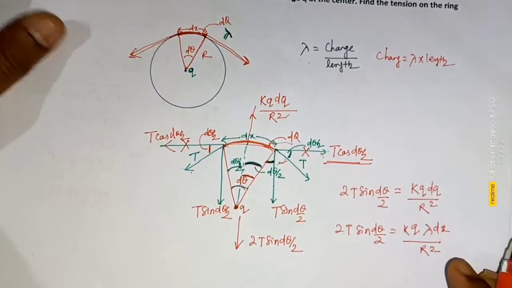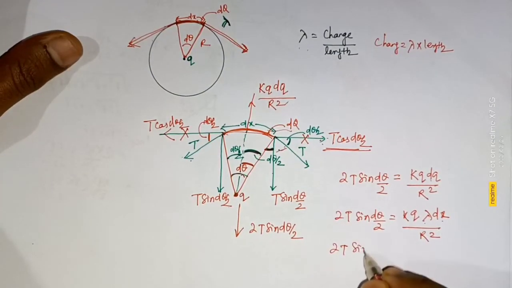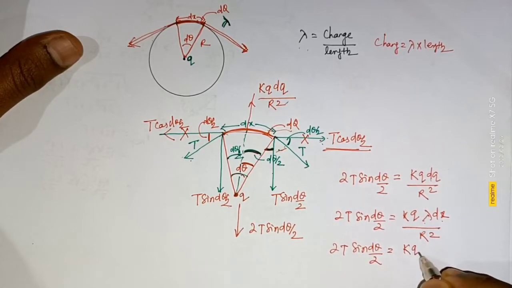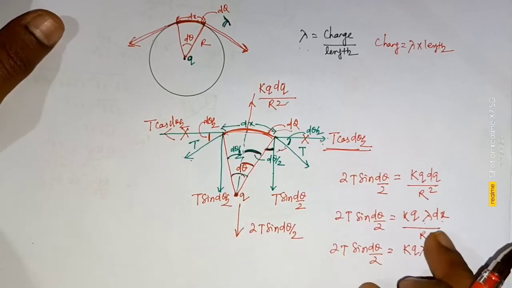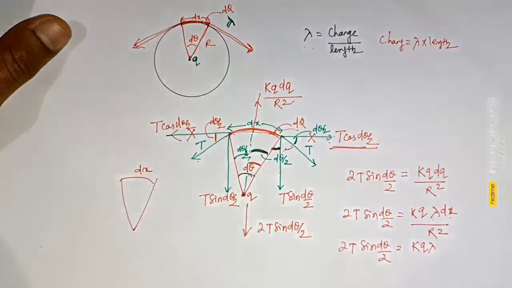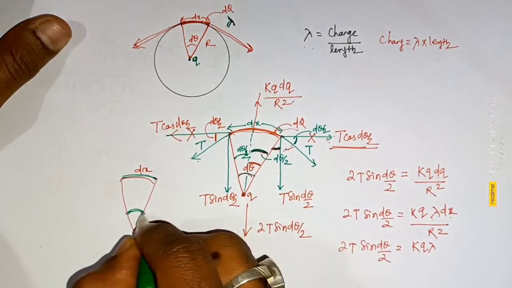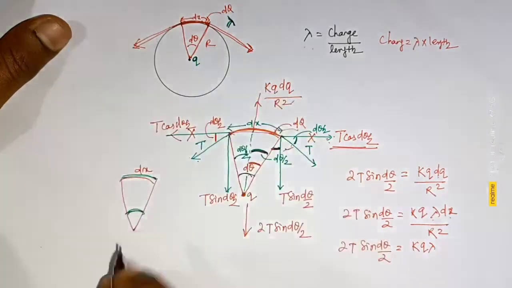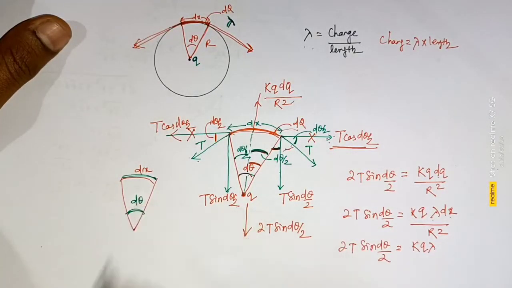So I simply write lambda, and the length is dx. 2T sin(dθ/2) equals k q λ dx upon r². If you think about the dx, this is my dx, and this distance is what I have considered dθ, and this is your r.